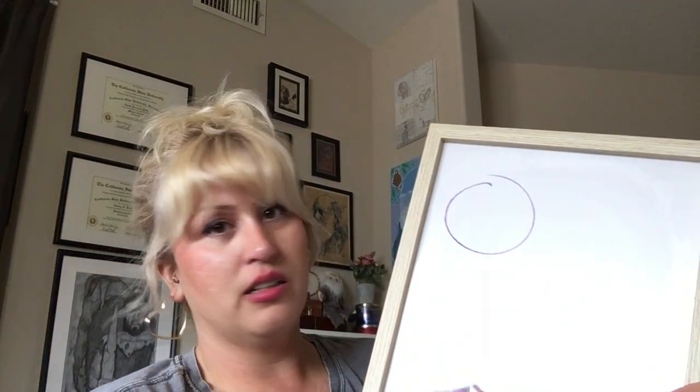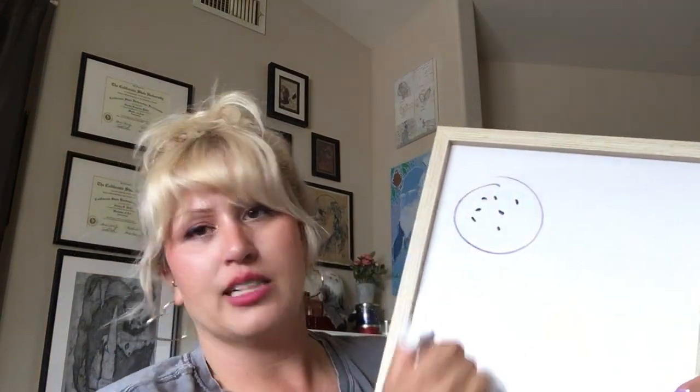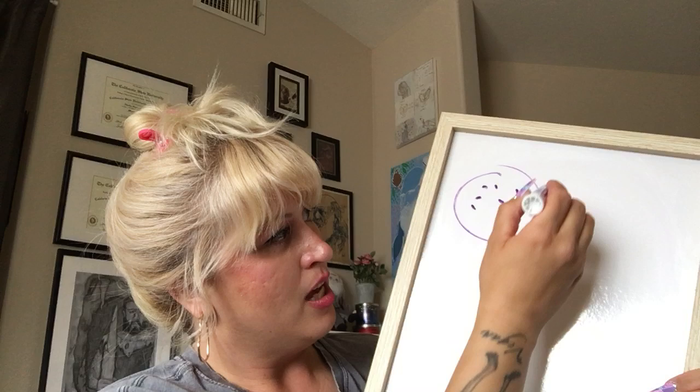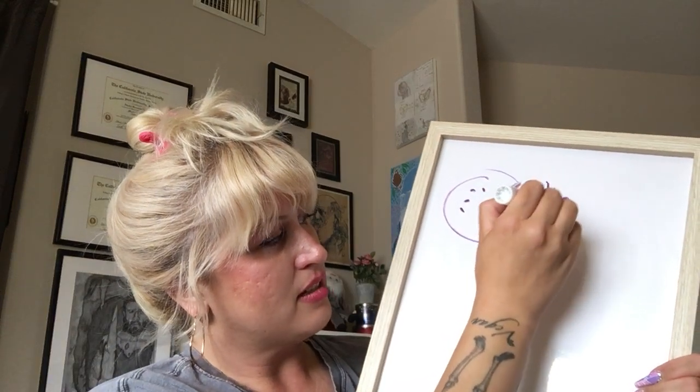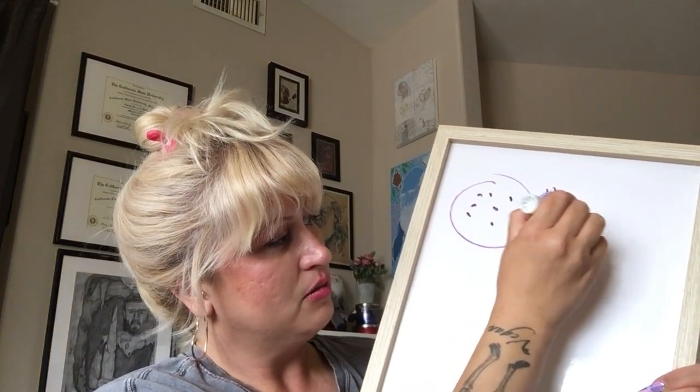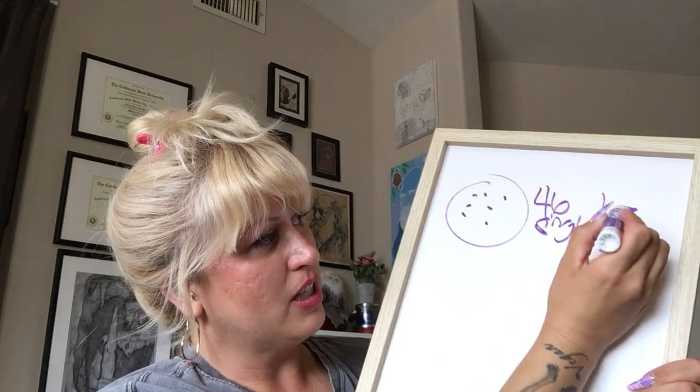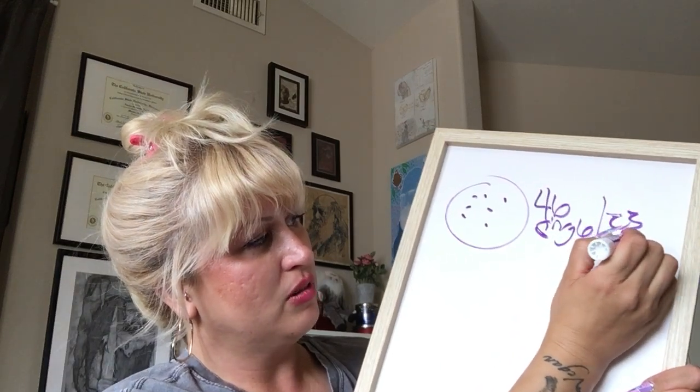So here's our cell, it's got some chromosomes in there, whatever. And it's got 46 single, or 23 double.